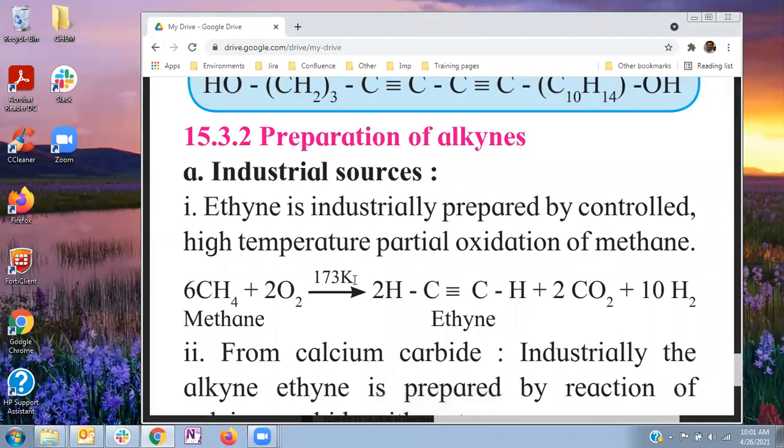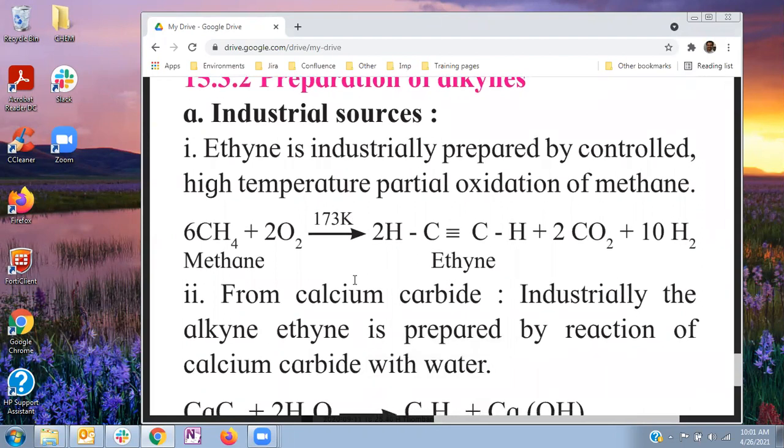Hello, good morning, students. In the last lecture, we had studied the definition, general formula, examples, common and IUPAC names, and isomerism present in alkynes. Today, we will study the preparation of alkynes.